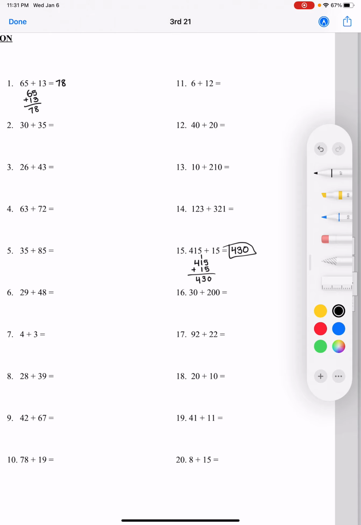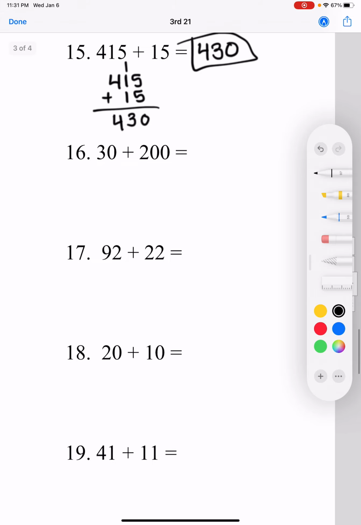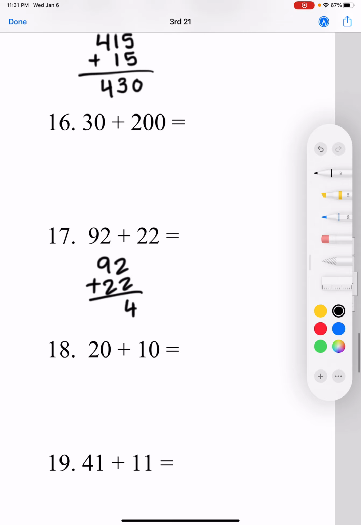Let's try one more. 92 plus 22. So number 17. We have 92 plus 22. So 2 plus 2 is 4. 9 plus 2 is 11. So your answer would be 114.